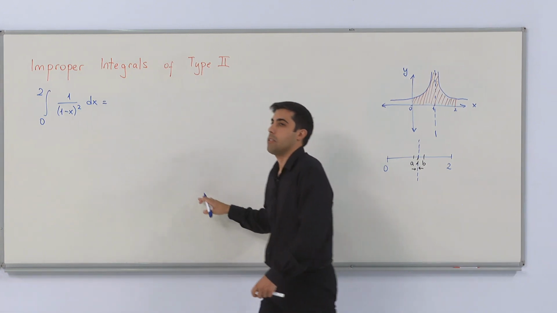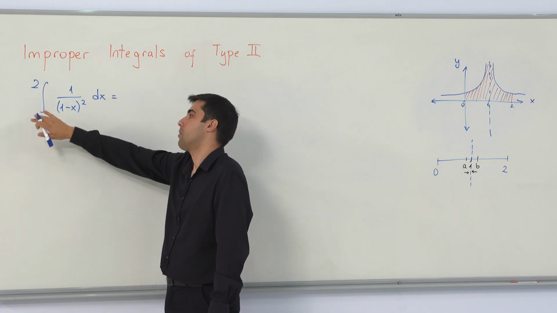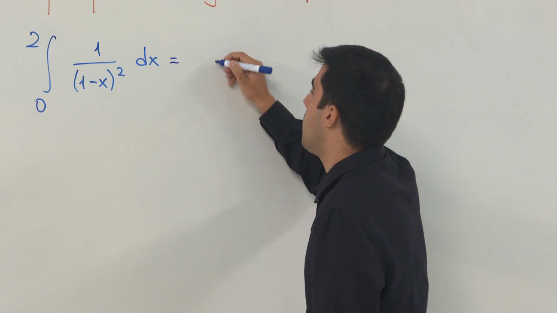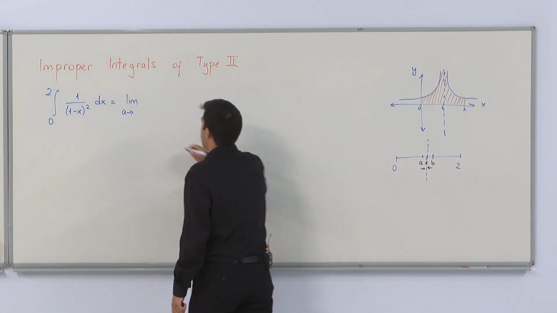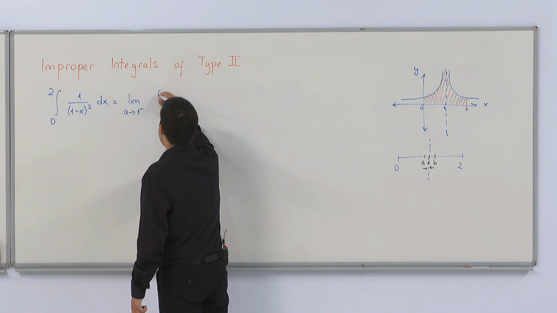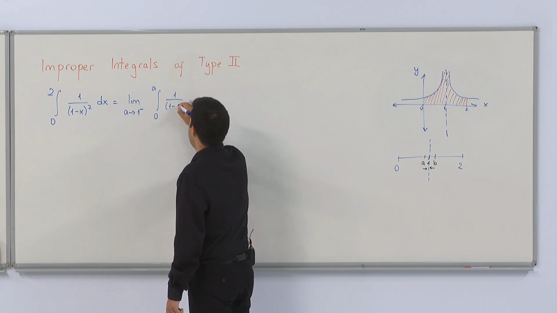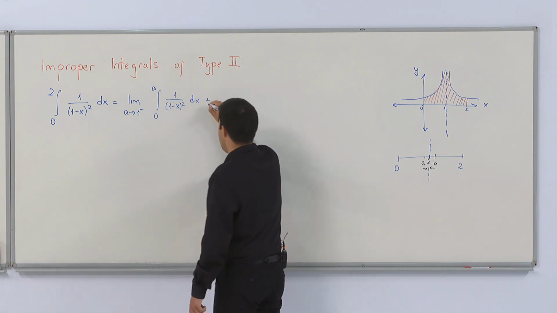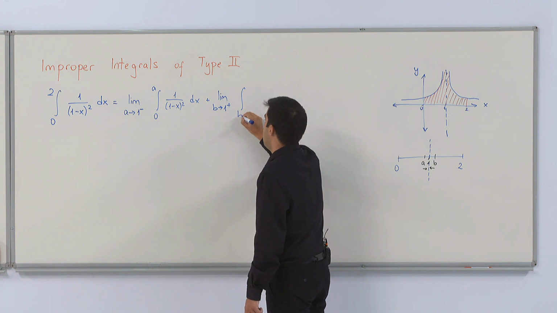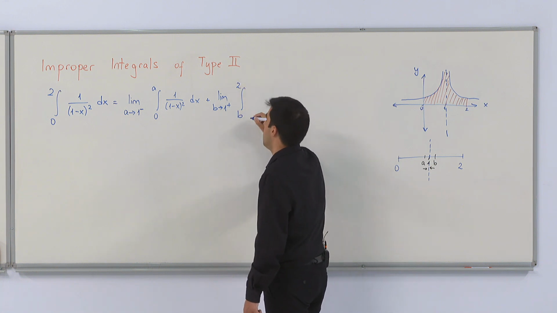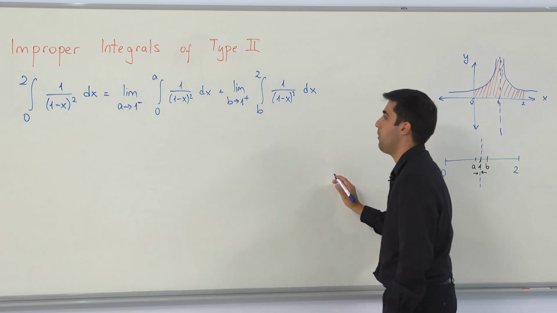And I can do this because integration is linear, so the integral from 0 to 2 is actually the integral from 0 to 1 plus from 1 to 2. So let's rewrite this as limit as a goes to 1 from the left, the integral from 0 to a of 1 over 1 minus x squared dx, plus limit as b goes to 1 from the right-hand side, the integral from b to 2 of 1 over 1 minus x squared dx. Okay.